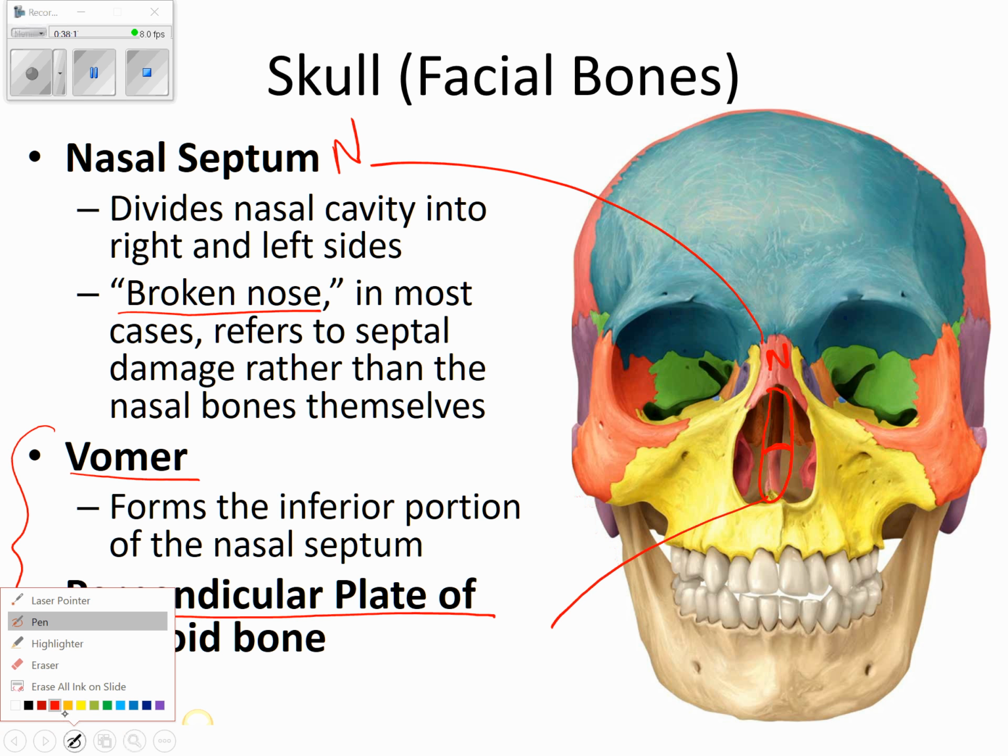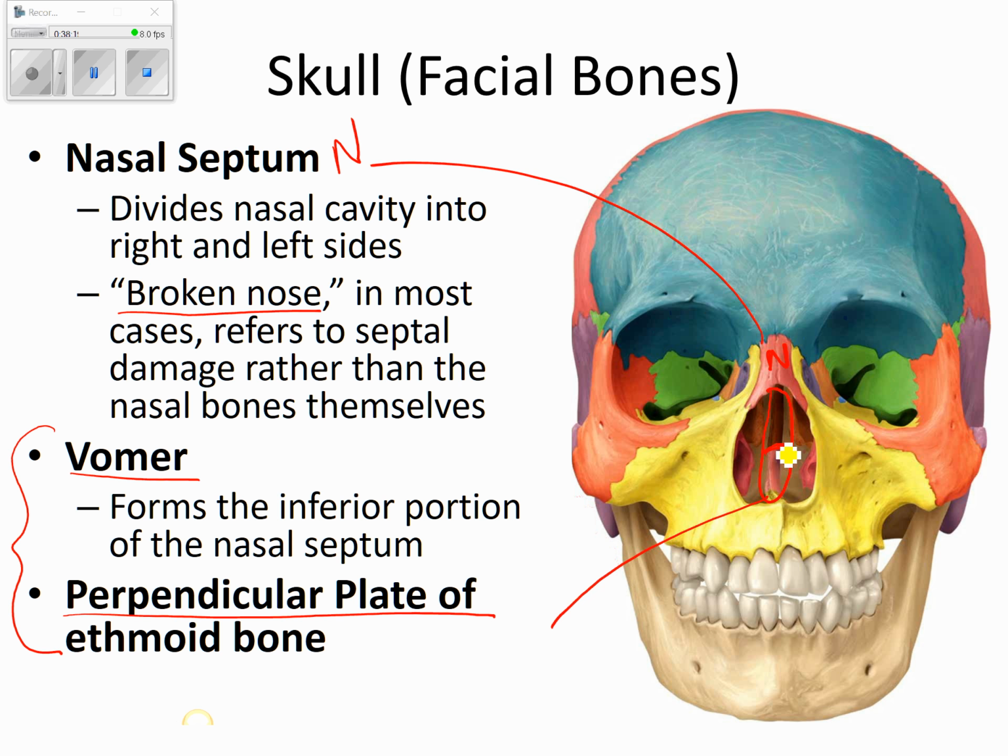But if you look here, the top part or the superior part of that nasal septum is the perpendicular plate of the ethmoid bone. So you can put that's a superior portion of nasal septum.